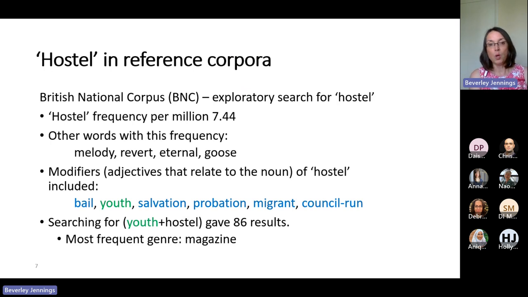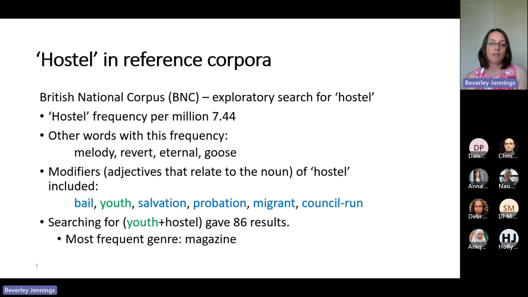But then when I looked at modifiers that were relating to this noun hostel, what I saw was that actually a lot of the modifiers gave more of the meaning that these students were accessing, of emergency or temporary accommodation, than the cheap holiday accommodation one. So you've got the words in blue: bail hostel, Salvation Army hostel, probation hostel, migrant hostel, council run hostel, all of those meaning that emergency accommodation. And there was just the one modifier, youth hostel, that linked to that cheap holiday accommodation.